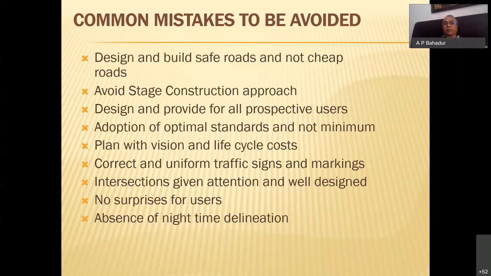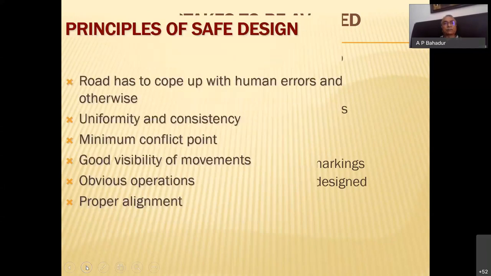Plan and provide for life cycle costing rather than a piecemeal approach. Provide correct and informed traffic signs. Most of the traffic signs on our roads are wrong. Intersections are not given attention, there should be no surprises for users, and there is an absence of nighttime delineation. These are some of the very common mistakes that we have on our roads.